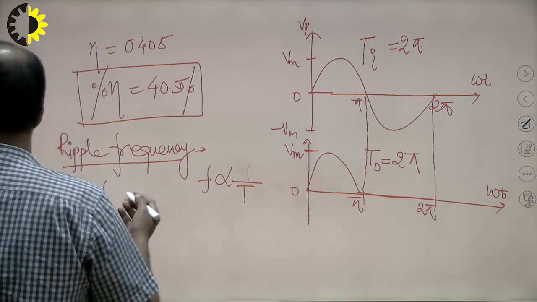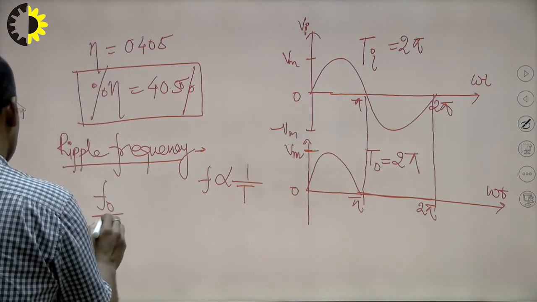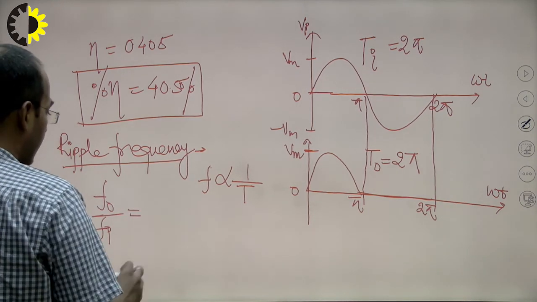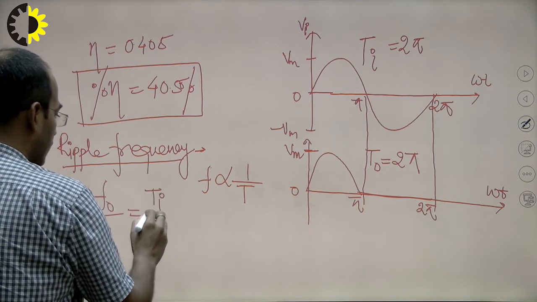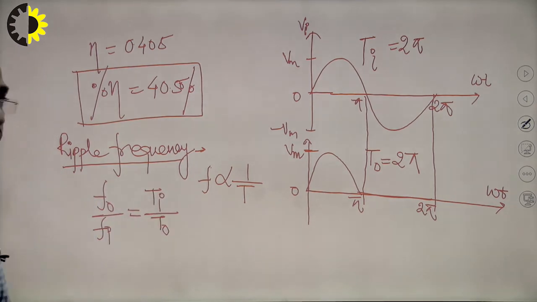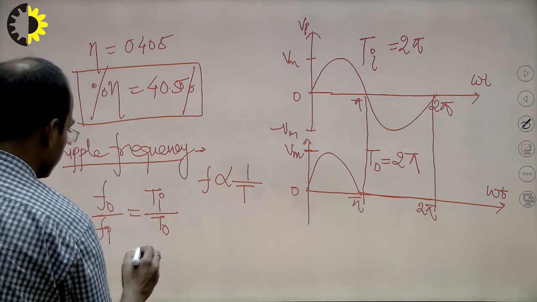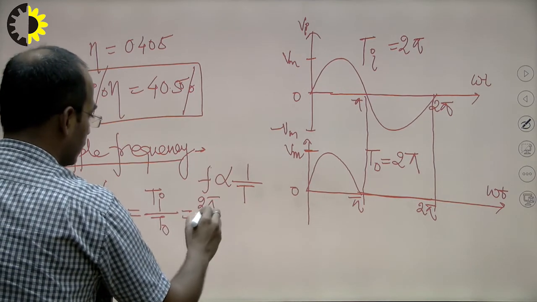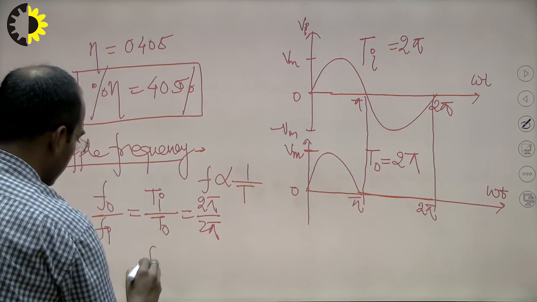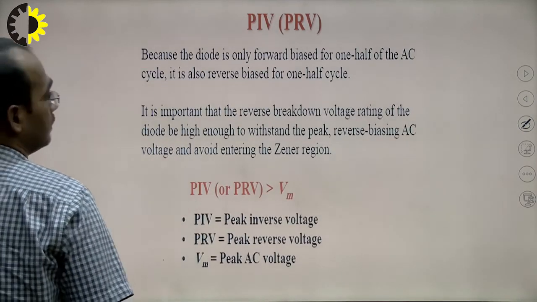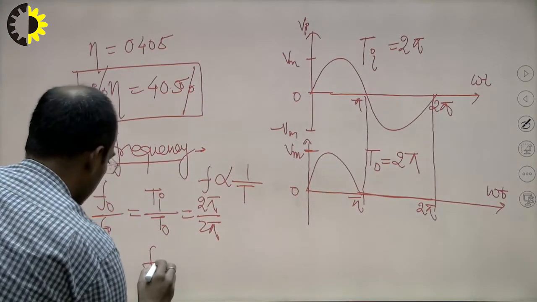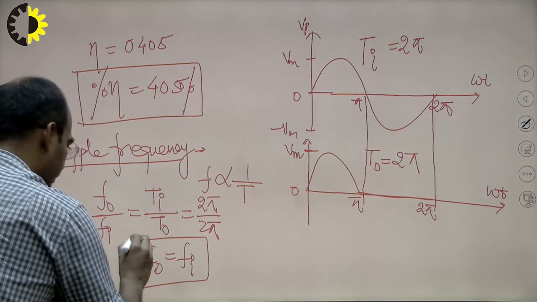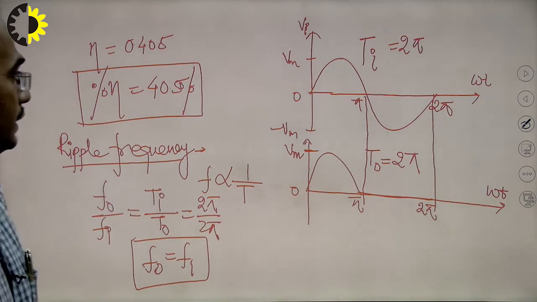So, F naught upon Fi is nothing but Ti by T naught. The value of Ti is 2 pi upon 2 pi. So, what will be the ripple frequency? Ripple frequency F naught is equal to Fi. Ripple frequency is same as the input frequency.